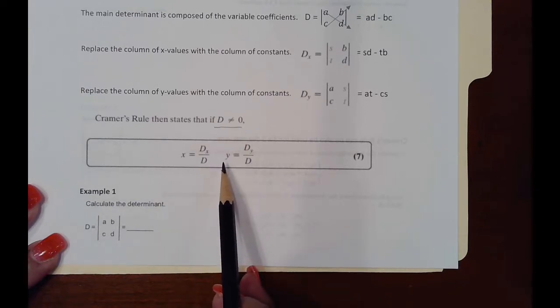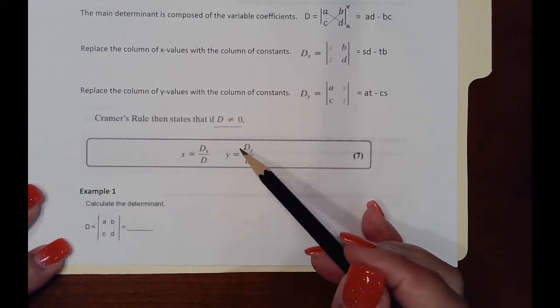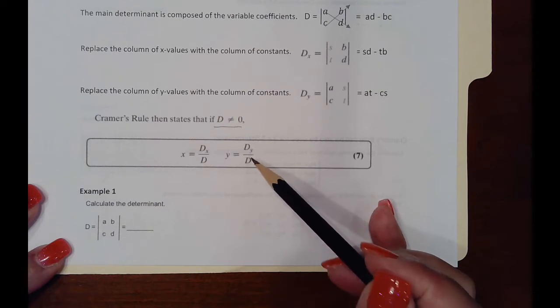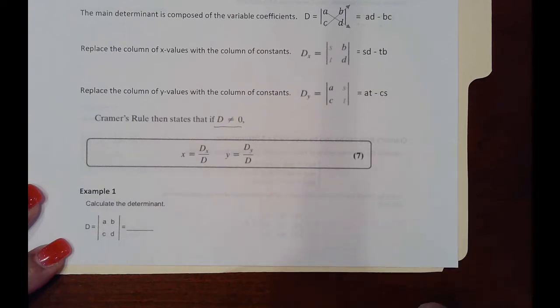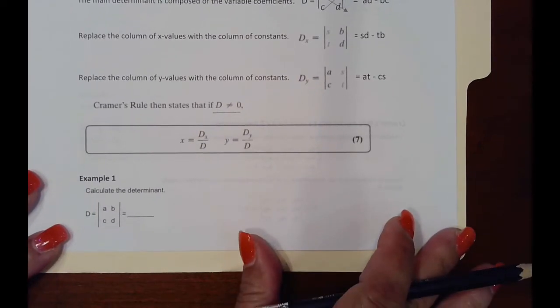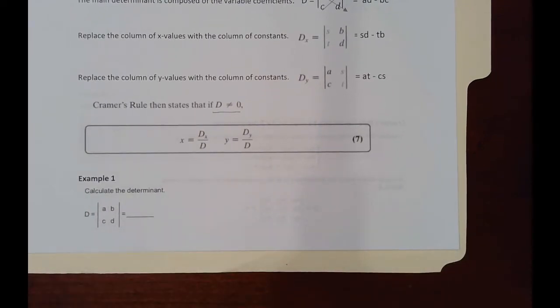When you're looking for the solution for y, it's the value of the d sub y determinant divided by the value of the main determinant. Pretty easy. You just have to work with it a little bit to get used to it. It becomes pretty cumbersome when you're doing it using 3x3 determinants. That's a lot of work.